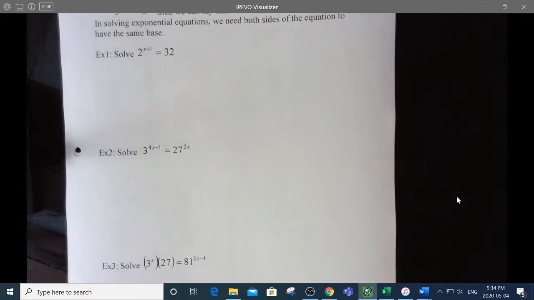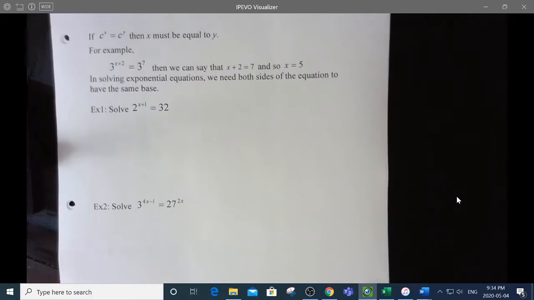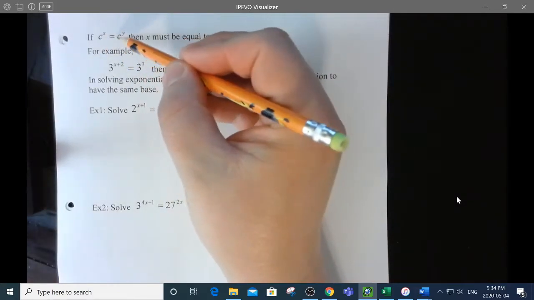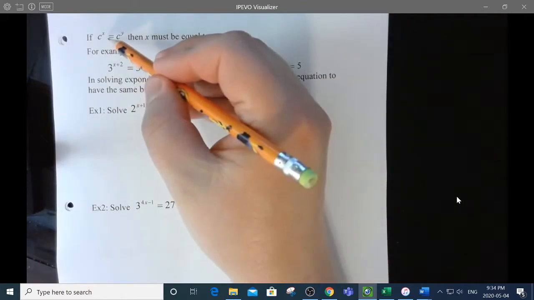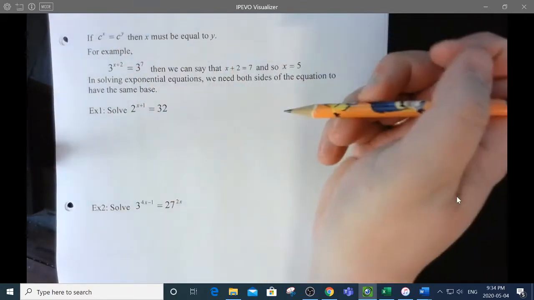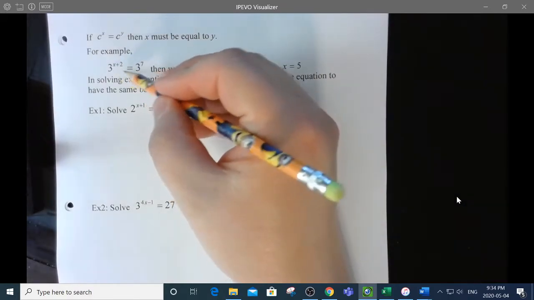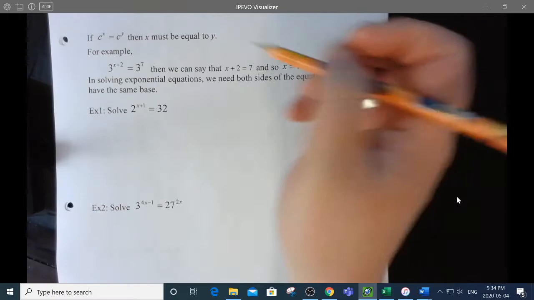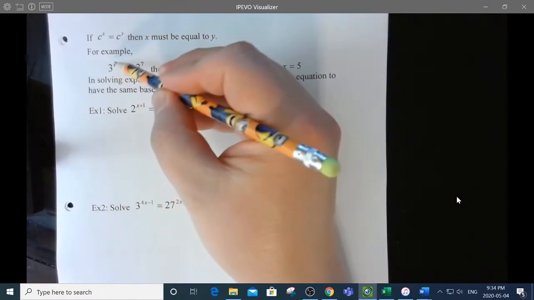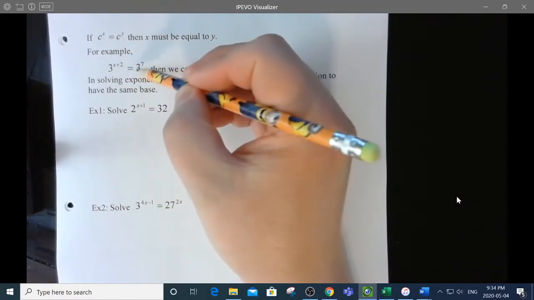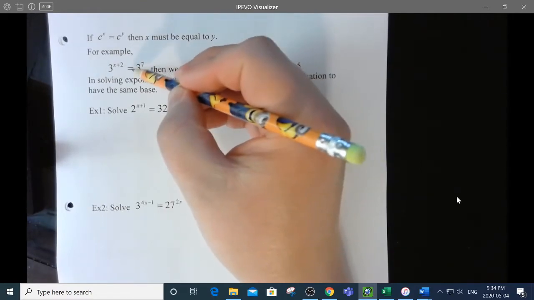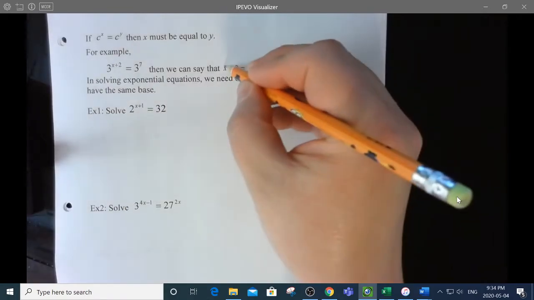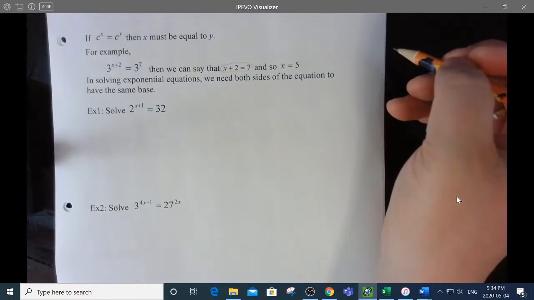Let's get into something a little more interesting. If I have a base to an exponent and then the same base to a different exponent and I'm told that they're equal, then x must be equal to y. So if I have an equation along the lines of 3 to the power of x plus 2 equals 3 to the 7, because that's the same base, so 3 times a number this many times is equal to 3 times a number that many times. Well, if they're equal, these two amounts must equal each other, so I can turn them into their own equation.